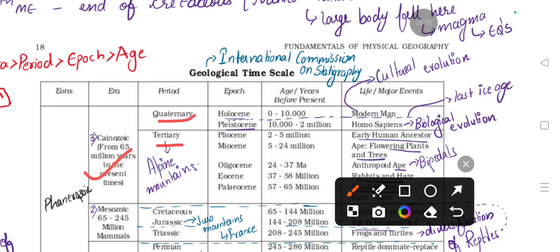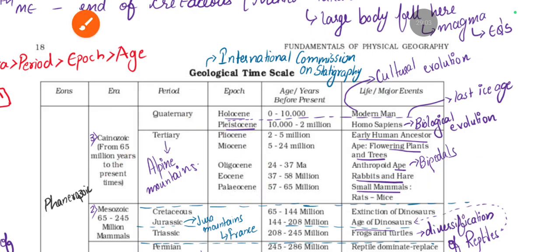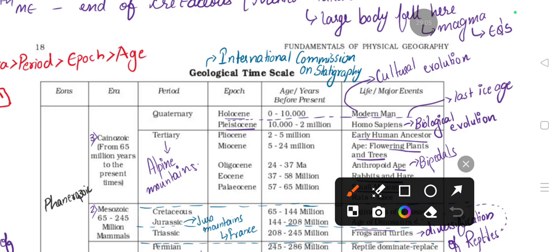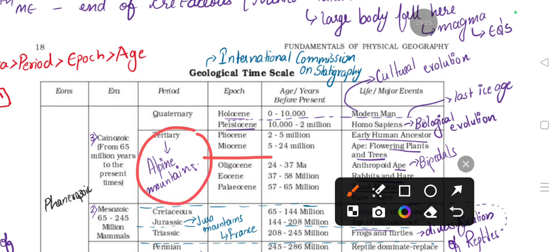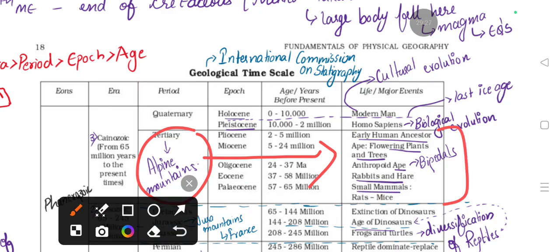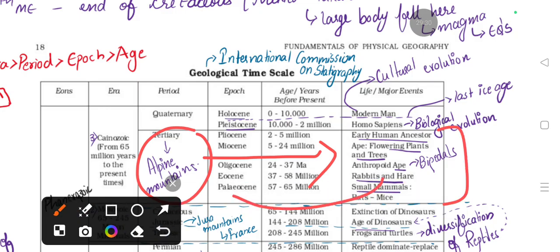Let's see what the different epochs are under the Tertiary: Paleocene, Eocene, Oligocene, Miocene and Pliocene. You just remember the chronology. It is not very important, just remember the chronology of the epochs, that is enough. Frame any mnemonic in order to remember it in a chronological way. There are different activities that took place during the Tertiary, but you don't need to remember exactly at which epoch what happened.